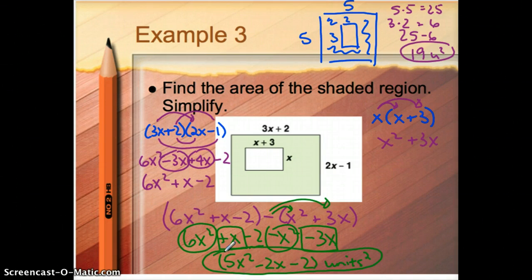Okay. So now you should know a little bit more about multiplying binomials than you knew in the past. It's a great topic. We're going to practice it over and over.